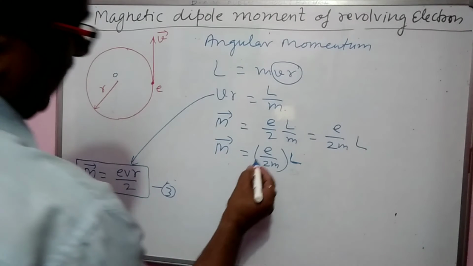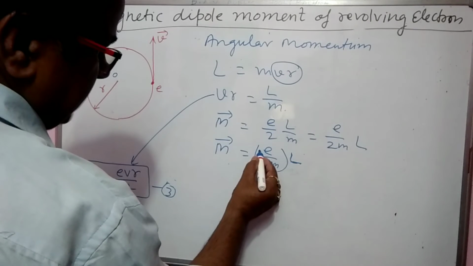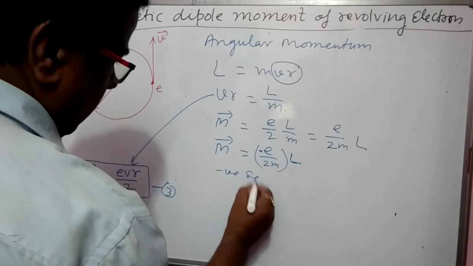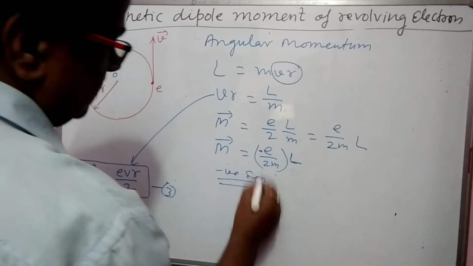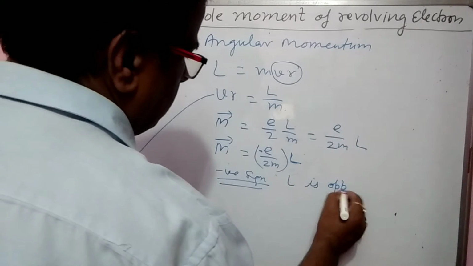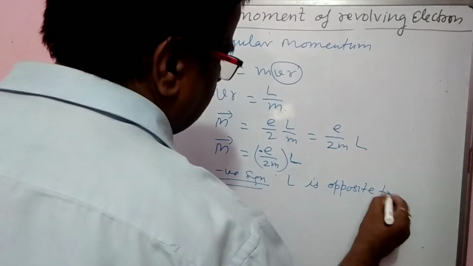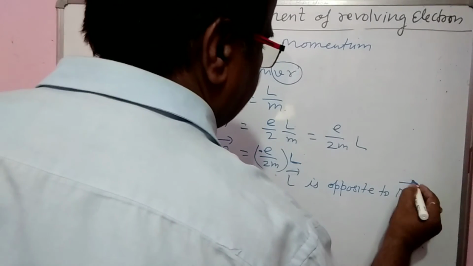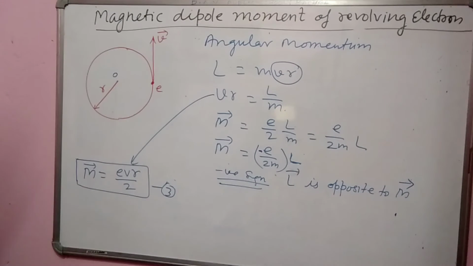If we substitute the sign of charge here, negative, then what does this negative sign signify? This negative sign shows that L is opposite to M. L and M both are vector quantities and they are opposite to each other. Angular momentum is opposite to the magnetic dipole moment.